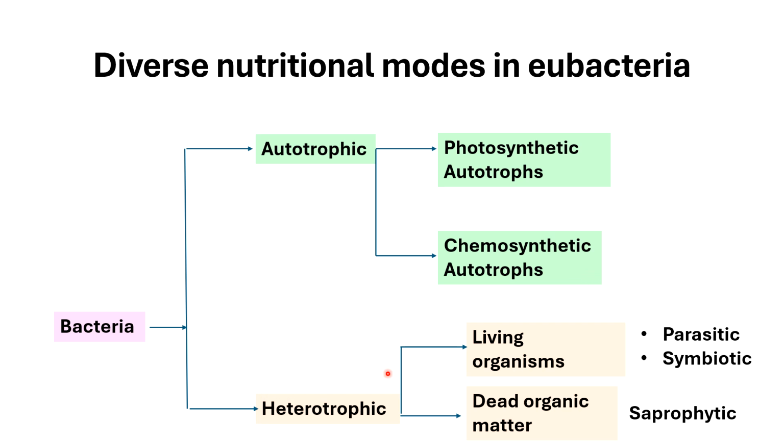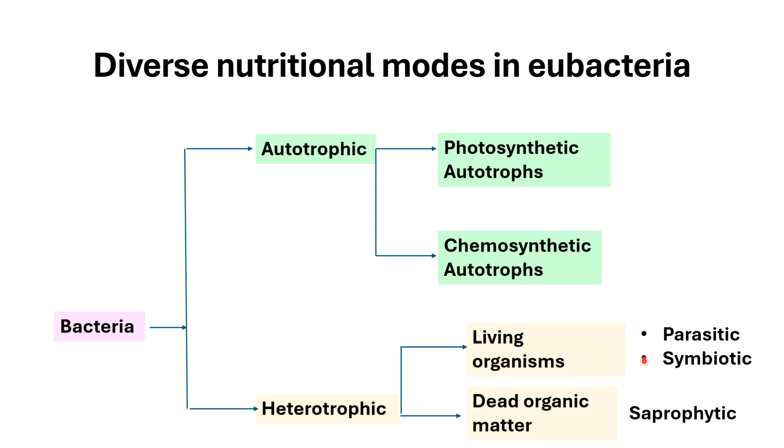Now, coming to heterotrophic bacteria, they depend upon either the living organisms or dead organic matter to derive its nutritional requirements. Now, under living organism, the bacteria can further be parasitic. What is the meaning of parasitic? That means the bacteria will live inside the host and it will be harmful for the host. For example, the disease causing bacteria. They are example of the parasitic bacteria.